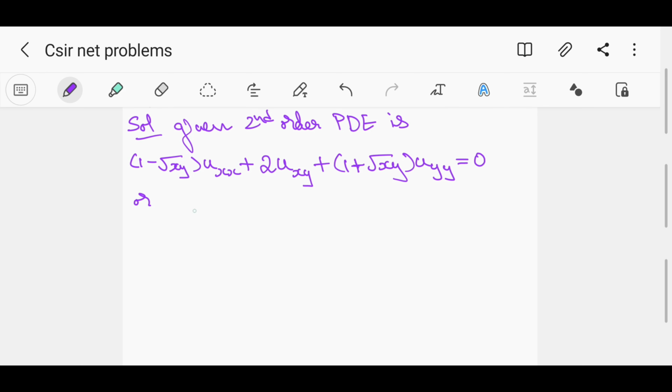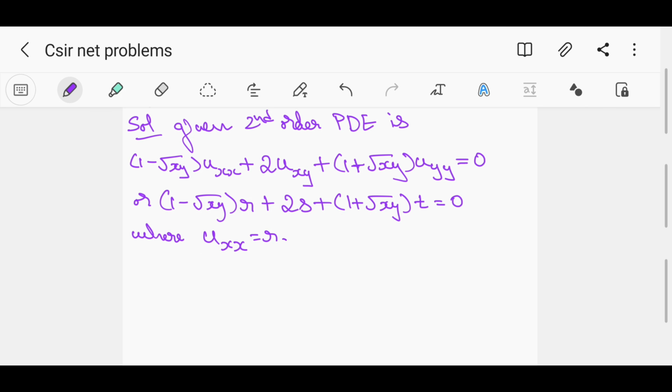Or we can write this equation as 1 minus root xy into r, plus 2 into s, plus 1 plus root xy into t, equal to 0, where uxx is r, uxy is s, and uyy is equal to t. Fine. Let me name this as equation number 1.